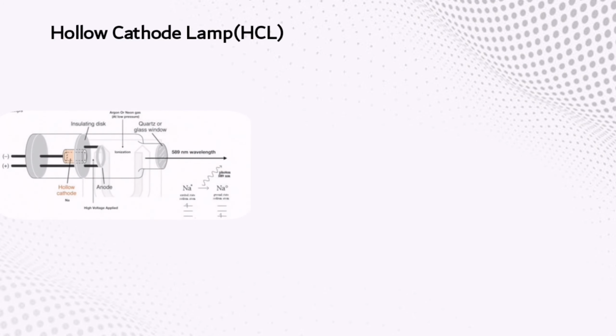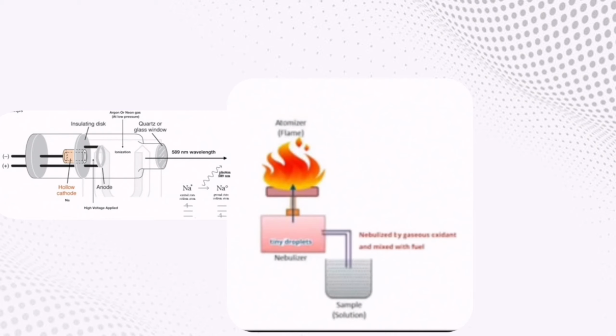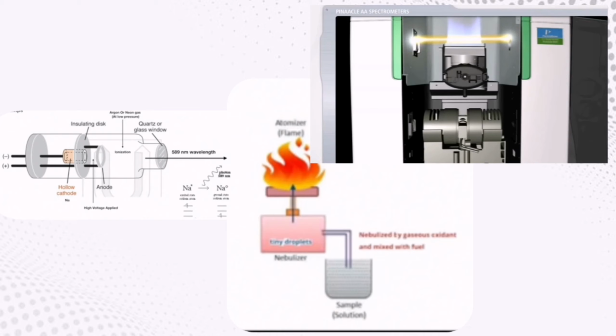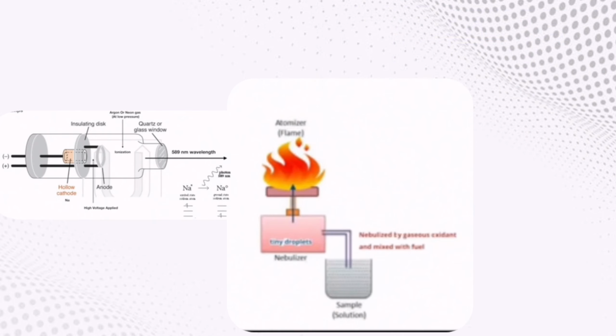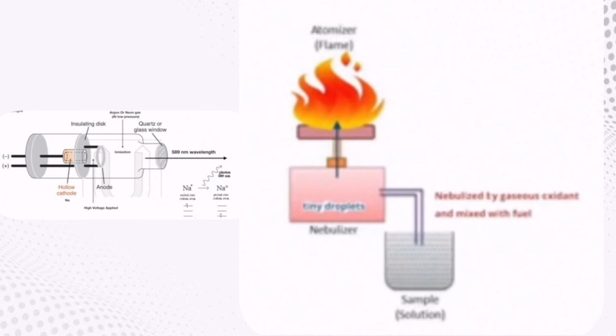Now let's see the second part of the instrument. This is where we insert our sample. This happens simultaneously, that is, from one side radiation from the lamp is passing while from the other side the sample is injected. Hence, radiation is reaching the sample continuously. So now we will see how the sample insertion occurs. The sample solution is first passed through the nebulizer. The nebulizer converts this sample solution into tiny droplets or aerosols.